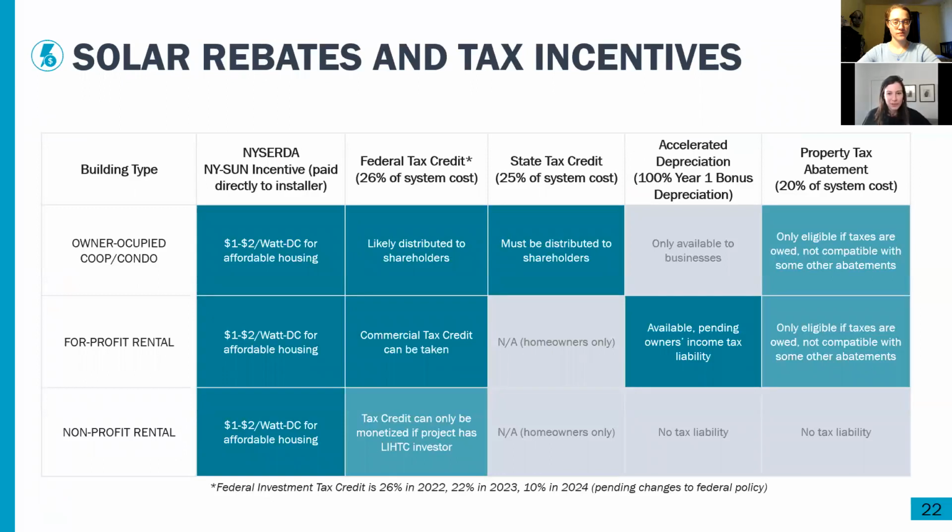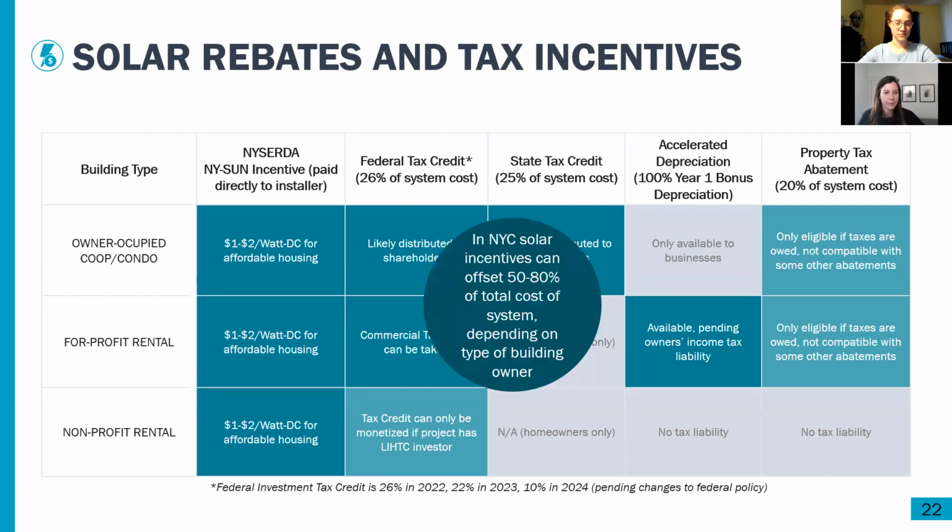So this is a big chart with lots of words on it that I'm not going to go through all together, but like I said, we'll send it out after. The point is to show you that there's lots of incentives and rebates that can really help bring the project costs down and make it affordable, especially for affordable housing, to go solar. So there's state tax incentives, federal tax credits, city tax abatements, and depending on the project and the ownership type, they may or may not be eligible for these. But in the end, we see that these incentives can offset anywhere from 50 to 80% of the total system costs and really make it feasible for affordable housing to go solar.